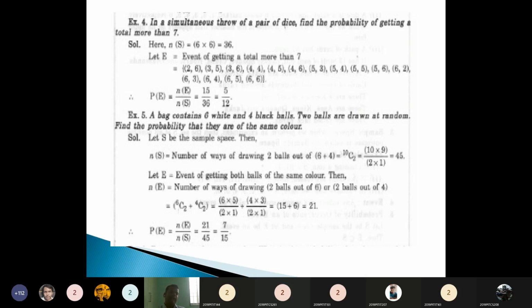So that is n of S: without any restriction, 10C2, that is 45 different ways we can pick 2 balls. Next, based on this condition, that is the event: picking balls of the same color. They didn't mention specifically picking 2 white balls, so you have to take both cases. 6C2 ways you can pick 2 white balls, and 4C2 ways you can pick 2 black balls. Both values you have to add up. This is the number of ways we can select.